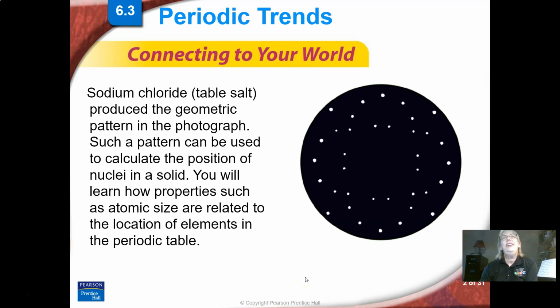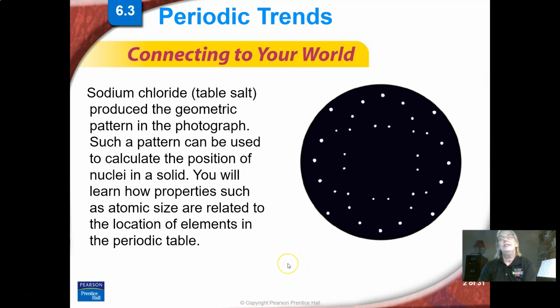Okay, this is a picture of table salt, and we're going to talk about periodic trends on the periodic table. I really love this topic, so we'll see questions about this. This photograph made a pattern of the centers of the atoms and how each atom is arranged in a solid. So the properties of an element can tell how a solid's going to be made.